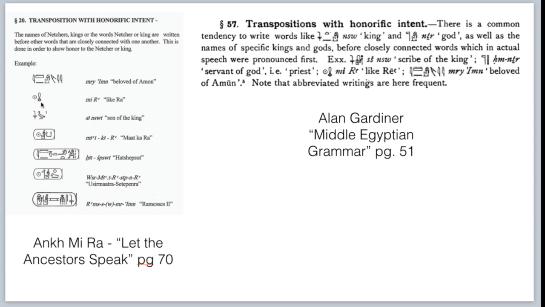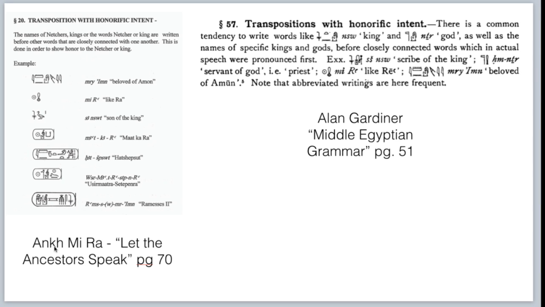So here we have Mi Ra. Now, mind you, the venerated ancestor scholar Ankh Mi Ra is so named. Ankh Mi Ra. Life like Ra. That's what his name means. Live or life like Ra. Mi Ra. But when you see it written, it's Ra Mi.